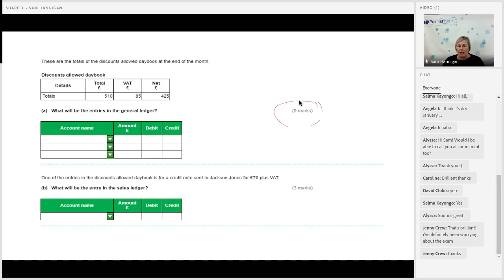Okay then, discounts allowed daybook. Discounts allowed comes from what? It comes from a customer paying us early, so it's an incentive to keep our cash flow going. Discounts allowed is an expense, whereas discounts received could be a liability. But you need to remember discounts allowed is an expense.